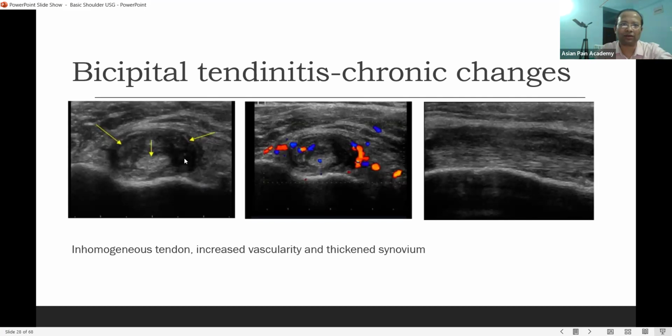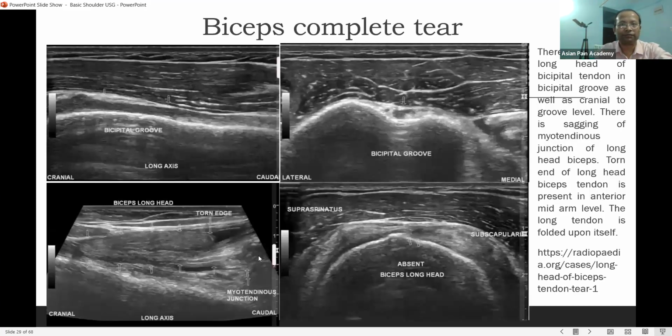So this is also around the biceps tendon. At least you can see that this is not normal. There is some wool shaped or cloud shaped structure. These structures are called synovial hypertrophy and increased vascularity. This area will have increased vascularity.